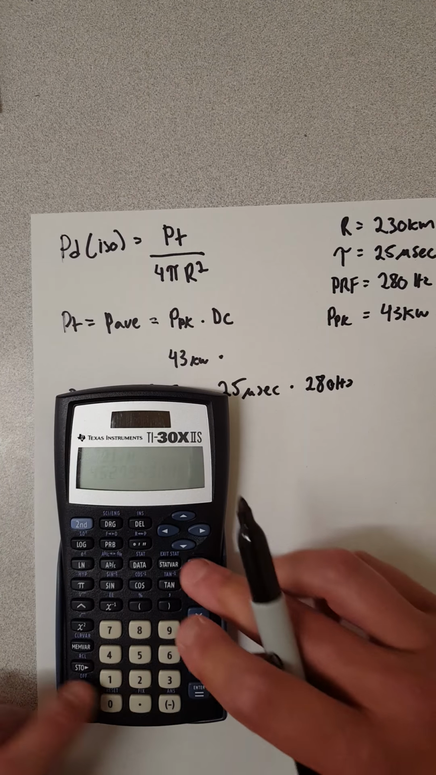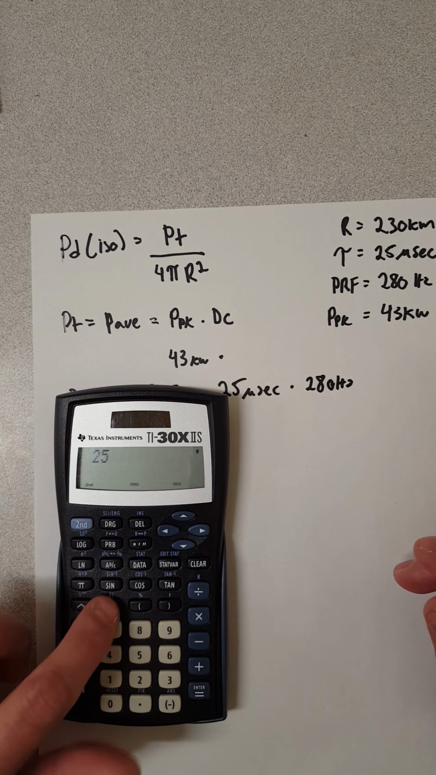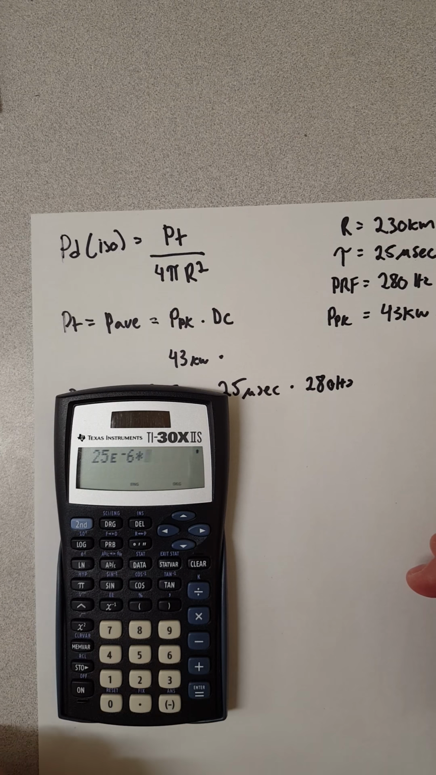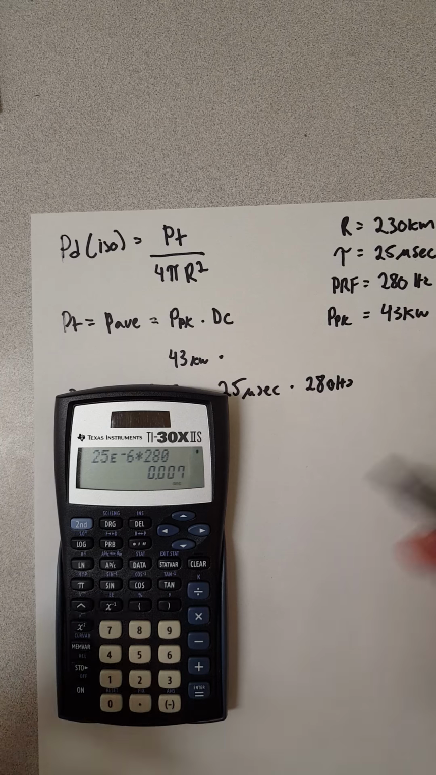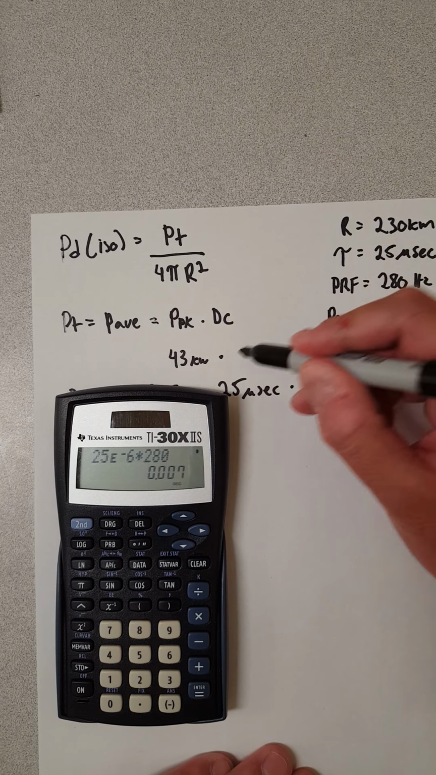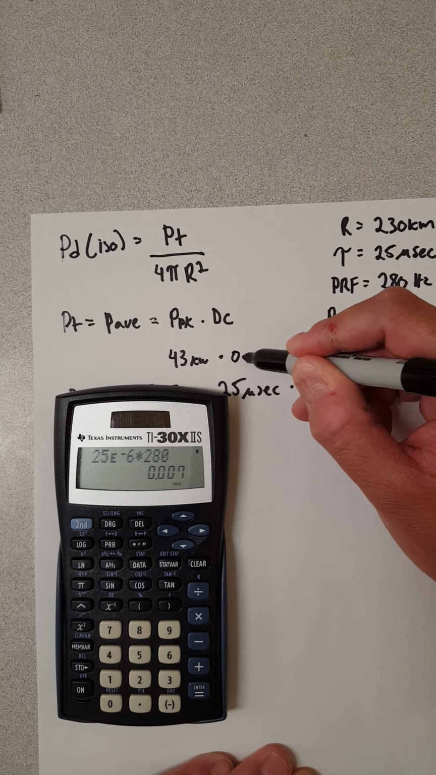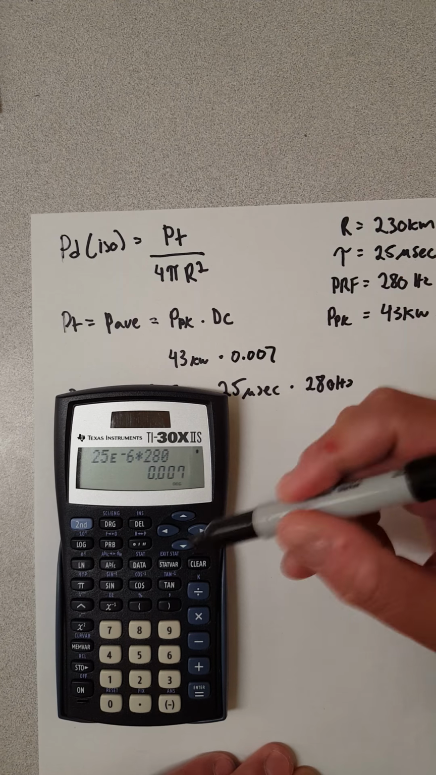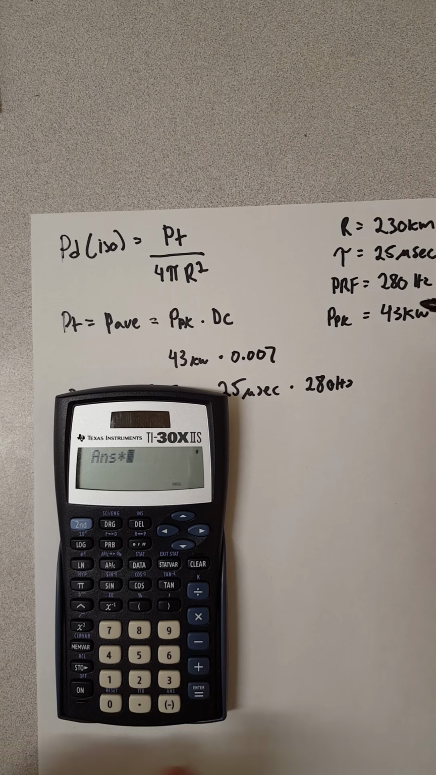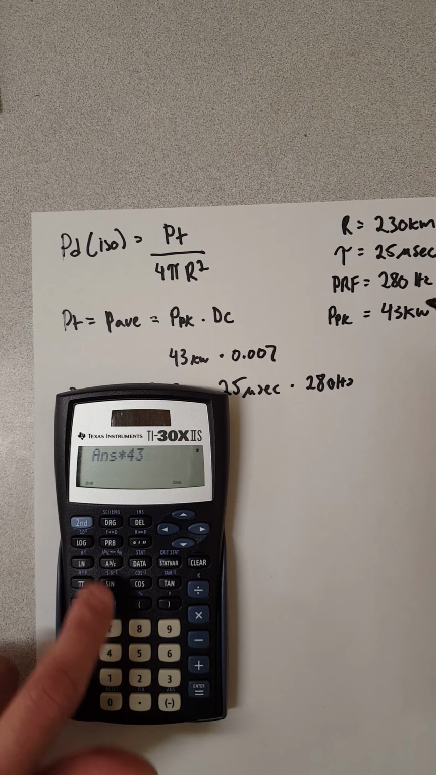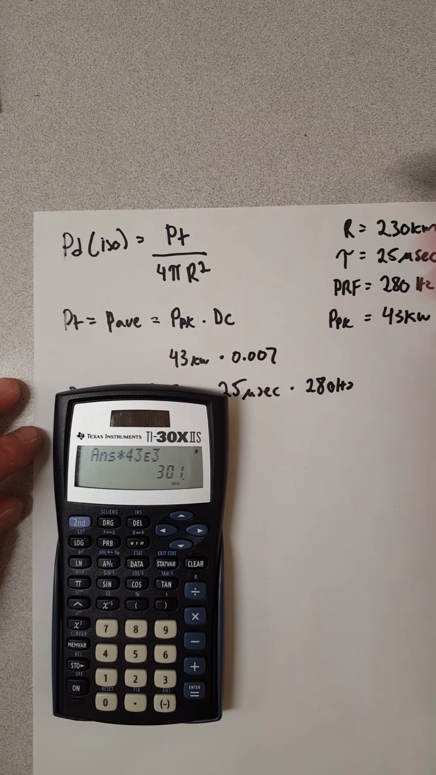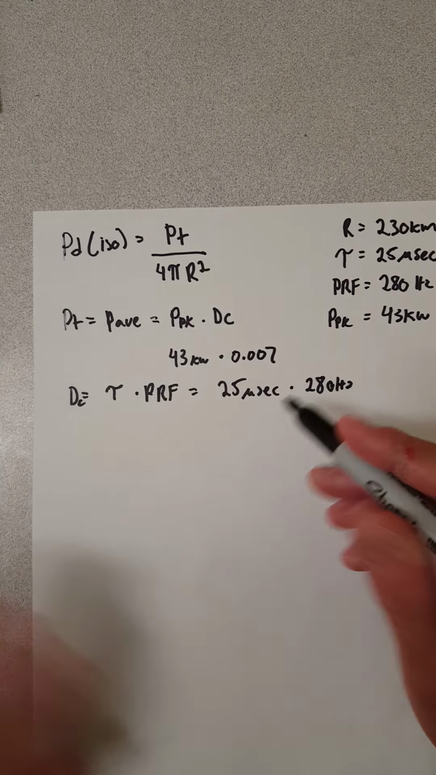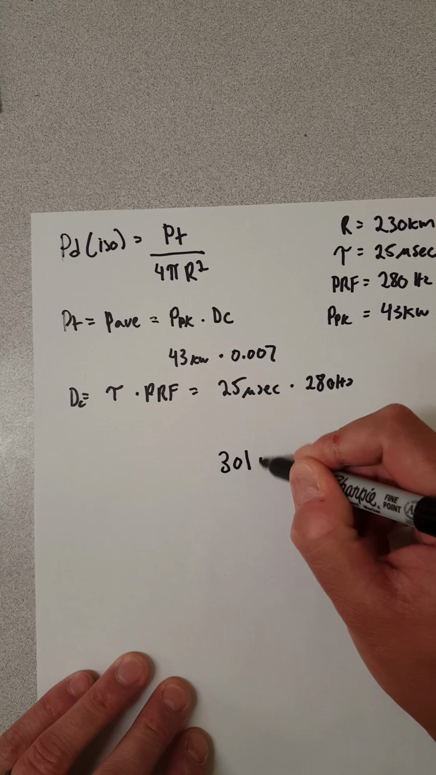You're going to do this with me on your calculators. I'll go ahead and type this in: 25 e to the negative 6 times 280 hertz. We get the answer in engineering notation, and as you know by now, the duty cycle's in decimal. So I have 43 kW times 0.007. Real easy, I can just finish this out in the calculator, times 43 e to the third. We get 301. So the top part of the equation is done. The power average for us is 301 watts.